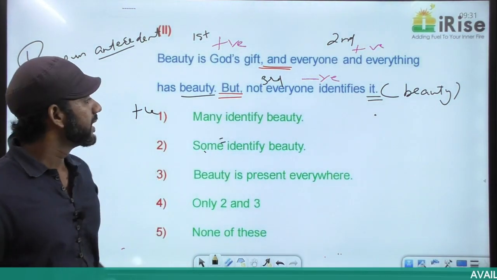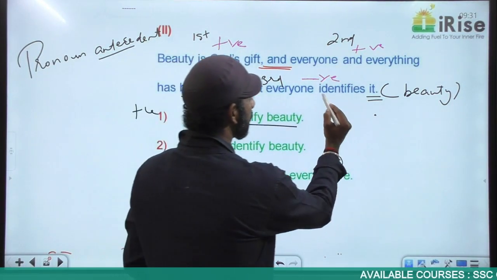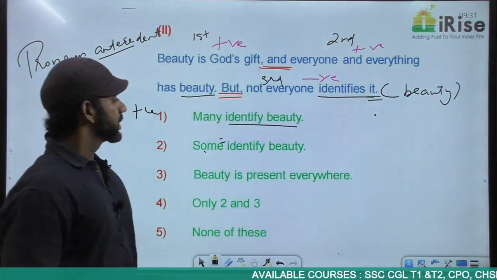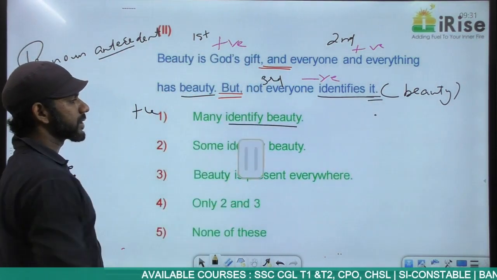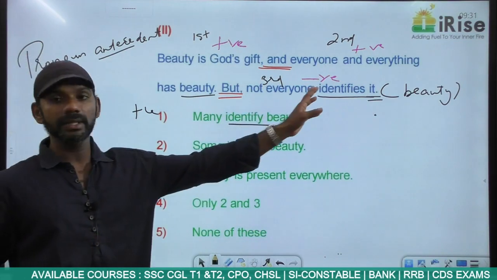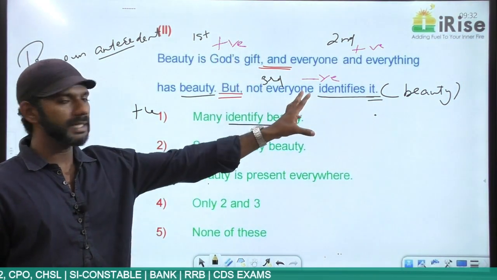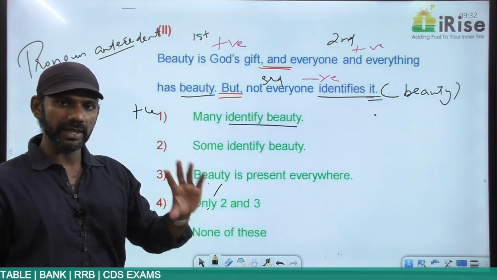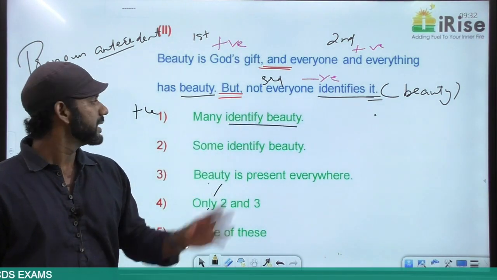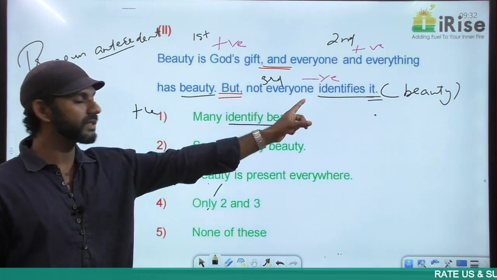The third idea. Identifying beauty is talked about in the third idea. So to know whether this option is correct or not, we need to compare it only with the third idea. Forget about the first idea and the second idea. The third idea talks about this option. So to know whether it is right or wrong, whether it must be considered or eliminated, we should compare it only with the third idea.